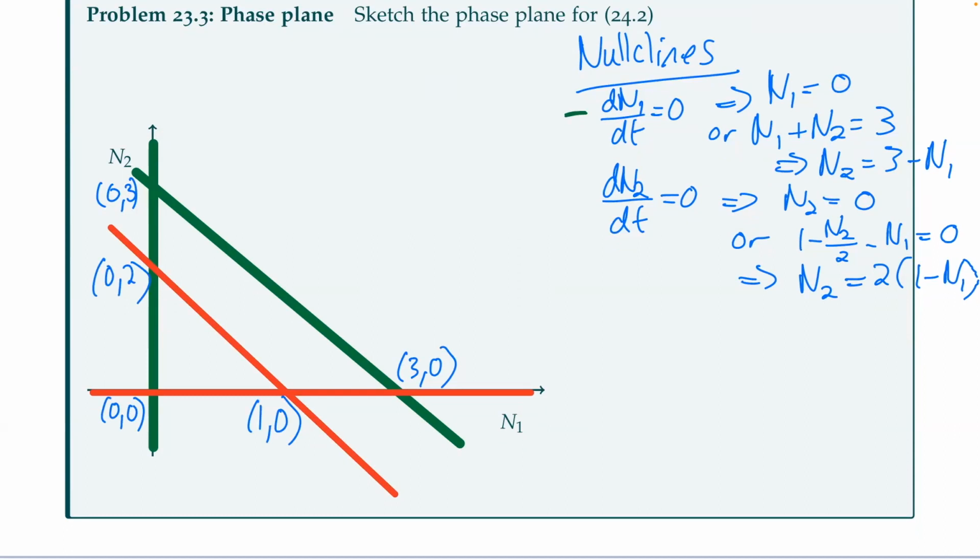Now, if you remember, we only have equilibria when we have intersections between null lines, in this case, of different colors. Just put a little key on this. So the green and red ones intersect down here. So that's an equilibrium or a fixed point up here as well, and then at the origin.